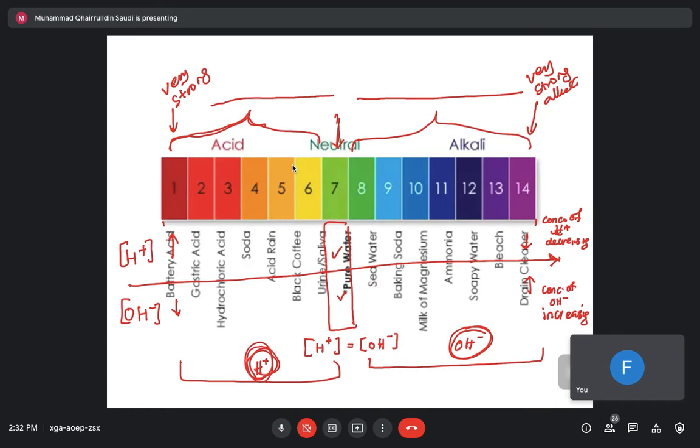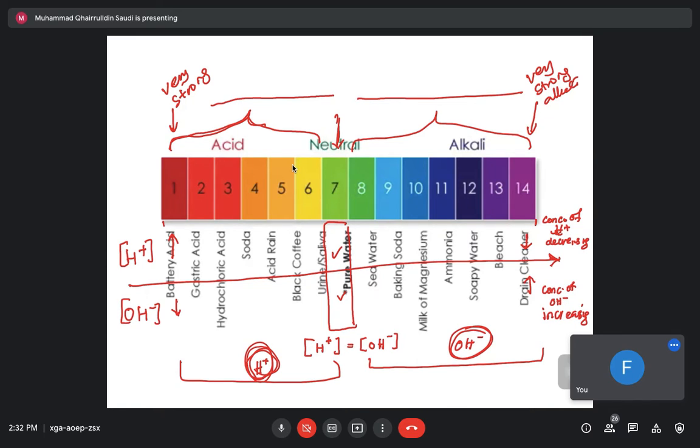Okay. Sebab tu untuk kira alkali pun kita boleh gunakan pH value. Sebab kita masih boleh measure the concentration of hydrogen ions walaupun dekat dalam alkali. Cumanya kita tahu dalam alkali the concentration of hydroxide ion is bigger, is higher.